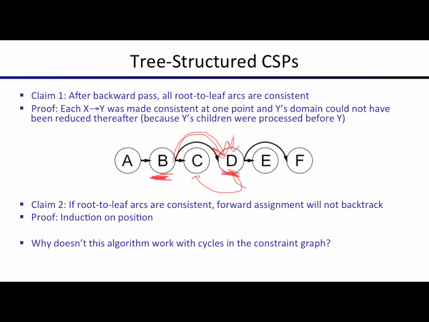Now, we already answered this. Why doesn't this algorithm work when you have cycles? Because you might actually have two parents for one node, and checking arc consistency for one doesn't mean that you will not revisit its head and have to remove things. Okay.